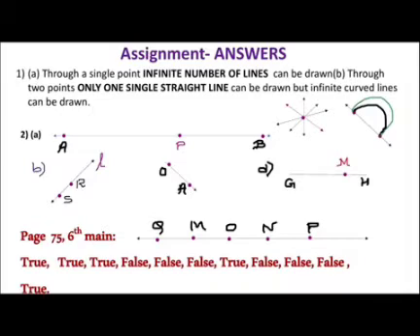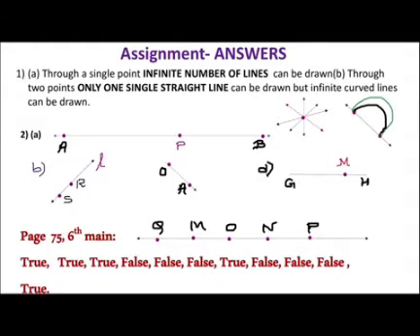So it's a false statement. Next one. Ray OP is different from ray QP. You can see the ray QP starts at Q and goes through P, and ray OP is part of that ray QP. So he says they are different. It's a false statement.